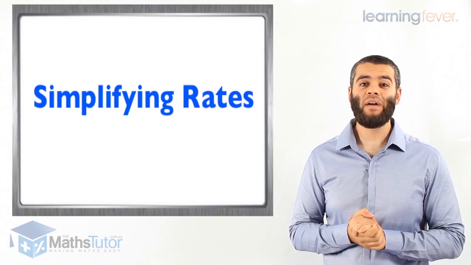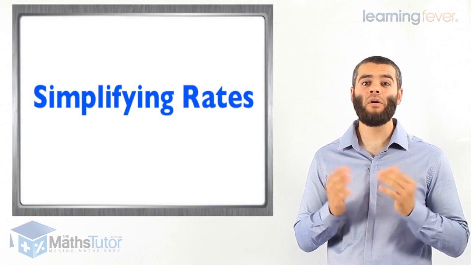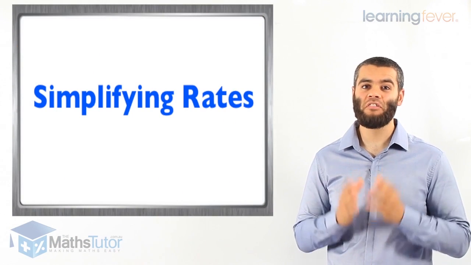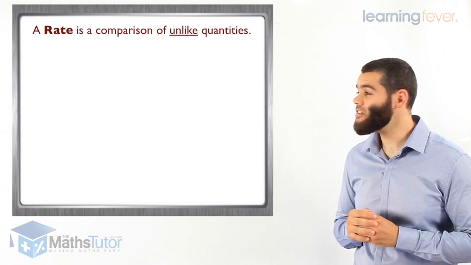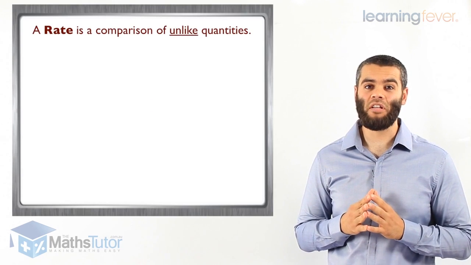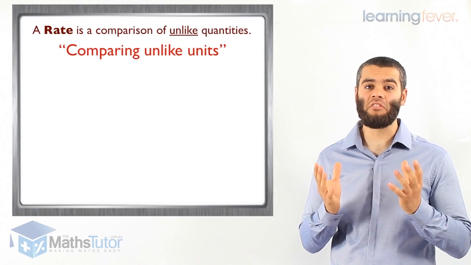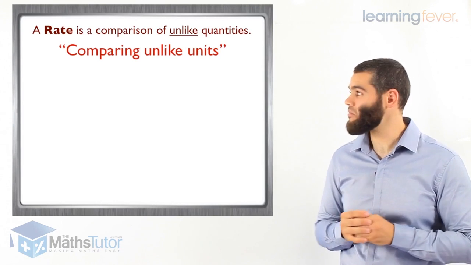Okay, we're going to learn about simplifying rates. What are rates and how are they different to ratios? Let's explain what rates are, and you're going to notice that they are different to ratios. A rate is a comparison of unlike quantities, unlike amounts, amounts that are different in units, two different units compared together. Let's see some examples.